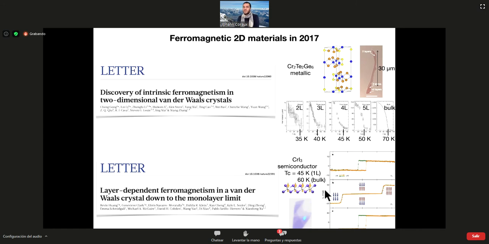And in the case of chromium iodide, you have a very interesting number of layer-dependent magnetic properties. You see here the hysteresis loops. They are measured optically as a function of an applied external magnetic field. And you see that if you have a monolayer, bilayer or trilayer, then, because you have a specific kind of magnetic interaction between the layers, you have different kinds of behaviors.